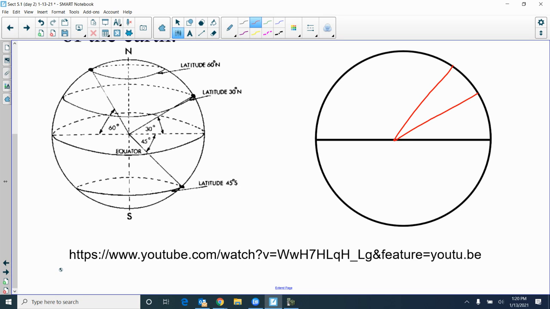Which one is further north? Billings or Grand Junction? Or you have no idea? Billings. So your degree would be further north. Billings, so Billings is further north. Grand Junction is here.